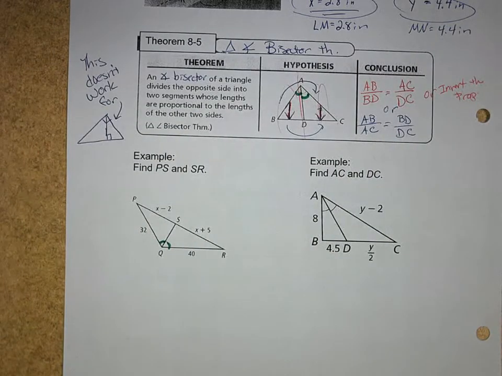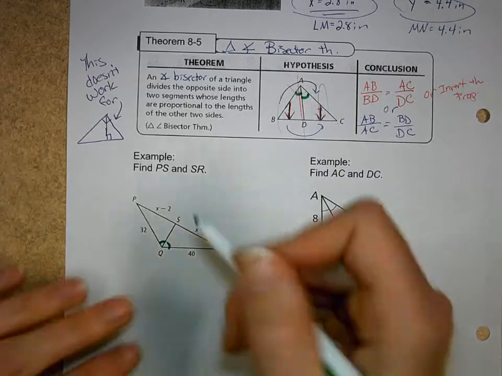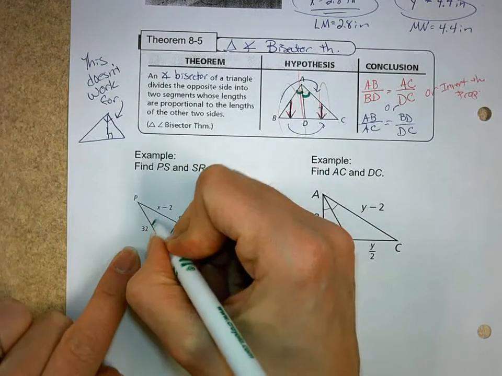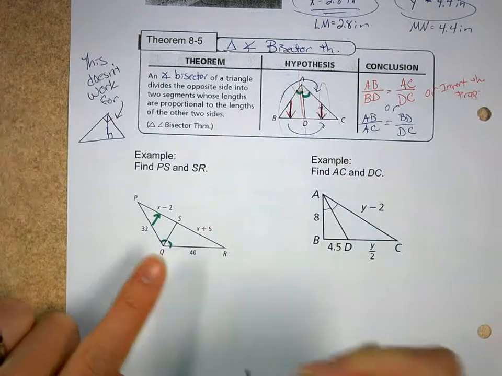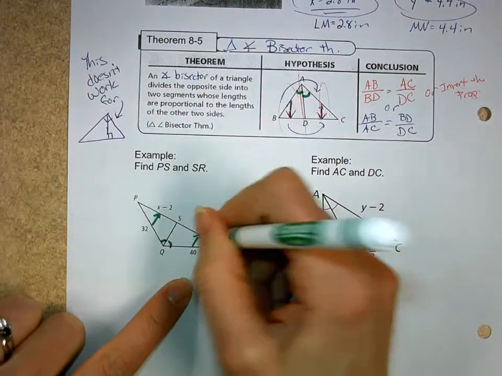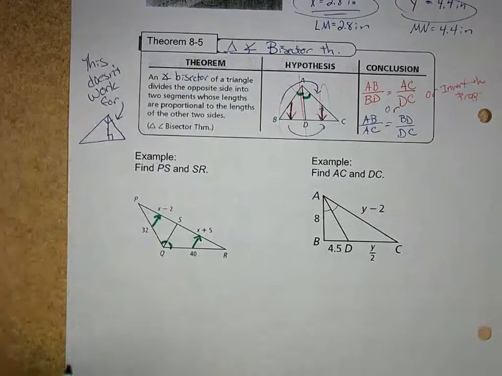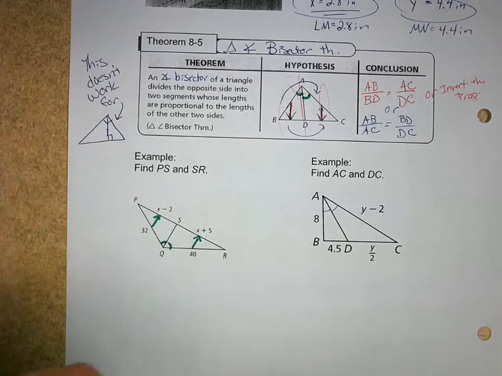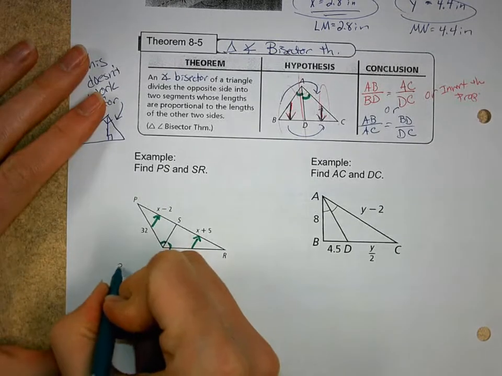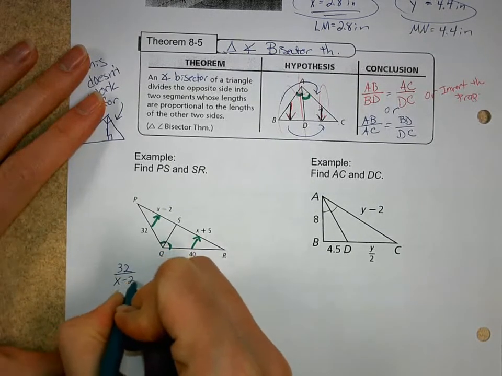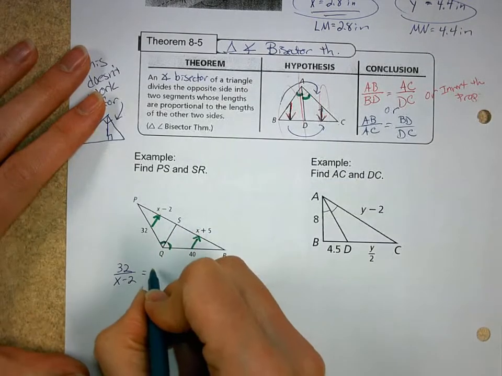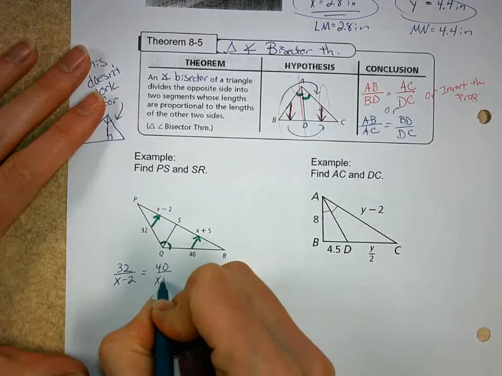Well, you decide how you want to set it up. I like using the fact that the angle bisector is a divider, and I would probably have gone like this: 32 is to x minus 2 as 40 is to x plus 5. So 32 is to x minus 2 as, now notice I go the same direction here, 40 is to x plus 5.